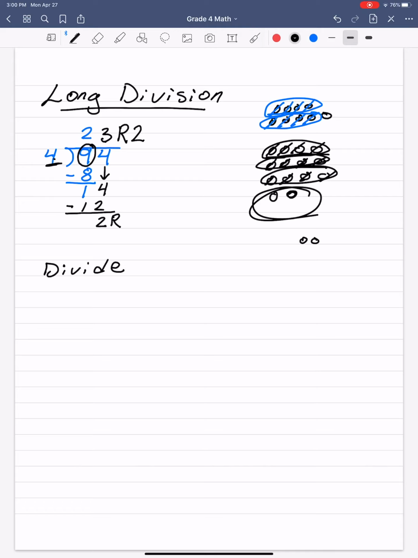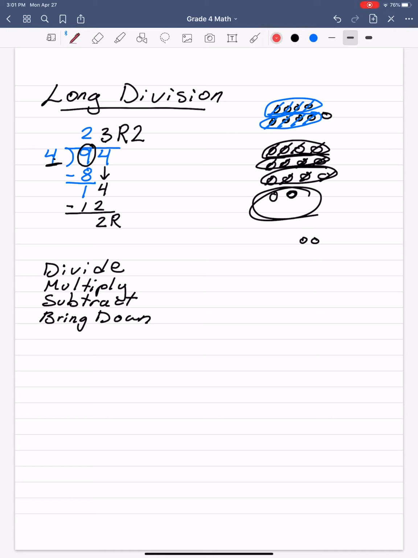So we divided 9 by 4 and we got 2. So then we had to multiply 2 times 4. Then we had to subtract 9 minus 8. And finally, we had to bring down the next digit. So those are the steps that you need to memorize.